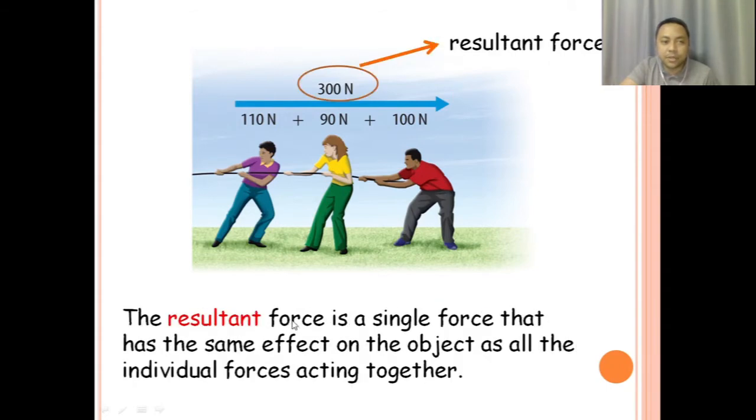The resultant force is a single force that has the same effect on the object as all the individual forces acting together. So each person exerts an effort or a force. You add it up and you will arrive at 300 N, or this is the resultant force.